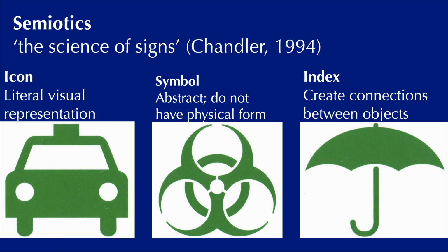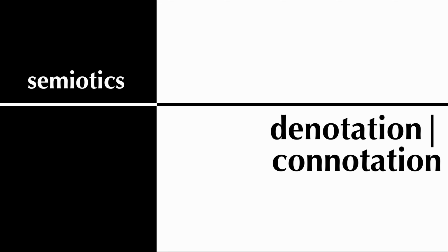Here are three different types of things that are involved in semiotics: icons, symbols, and indexes. An icon is a literal visual representation, as you see this green image of a taxi cab. Symbols are more abstract and do not have a physical form, such as this abstract symbol that is used for biohazard waste. It doesn't have an actual physical real-world analog. And then an index helps to create connections between objects. So the umbrella in this situation would be used on a weather website to show that rain's coming. So you have the weather, you have the umbrella showing that, again, the rain will come.